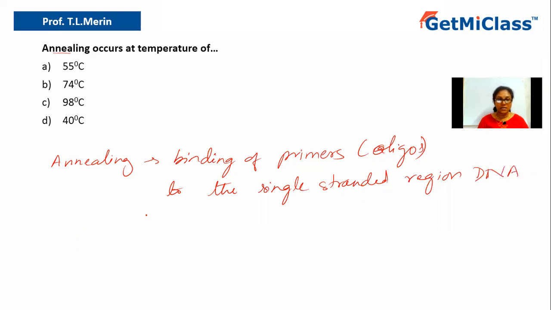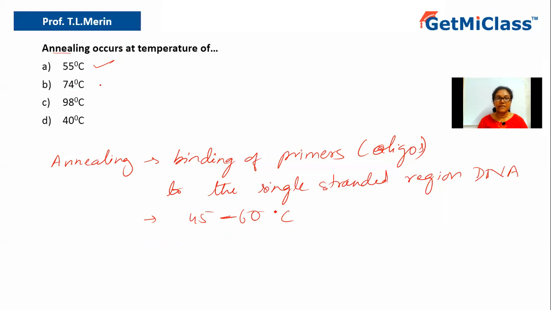Now there is a particular temperature at which the binding occurs. It is around 45 to 60 degrees Celsius. So whenever the temperature is in between that, annealing will occur. During PCR, the primers will bind to the single stranded region when the temperature is 45 to 60 degrees Celsius. So let us see. Option A says 55. So yes, we can consider this because it falls between 45 to 60. So this is the correct temperature at which annealing can occur.